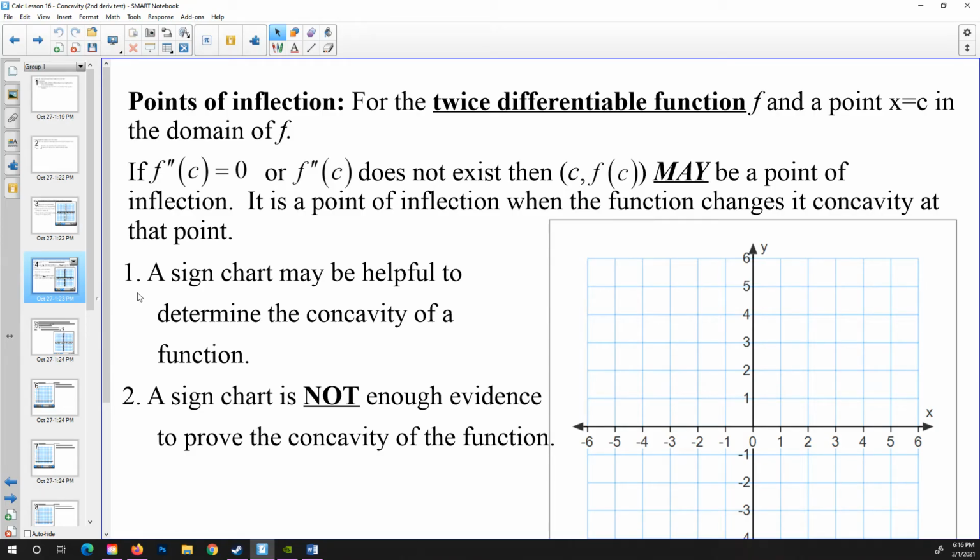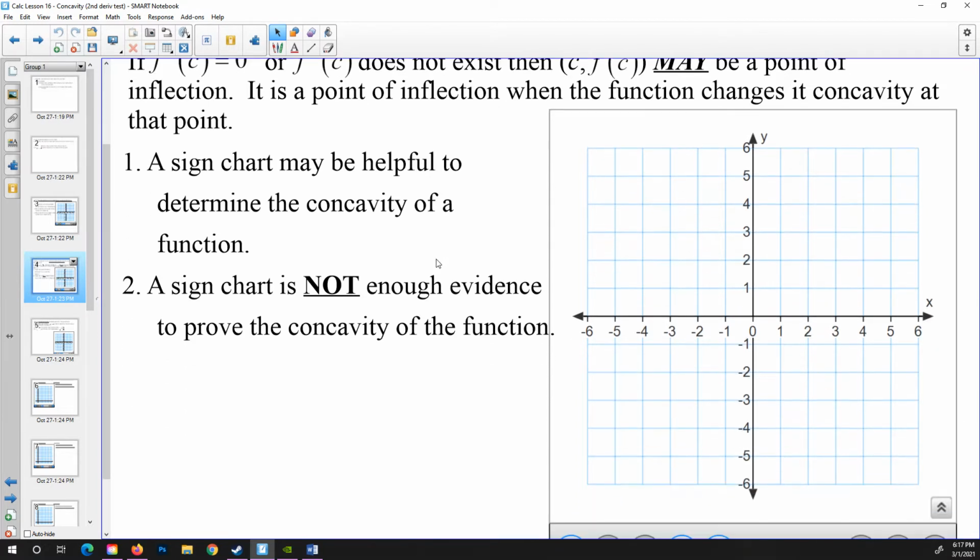Points of inflection. For the twice differentiable function f and the point x equals c in the domain of f, if the second derivative of c is equal to 0, or if the second derivative of c does not exist, then f of c may be a point of inflection. There is a point of inflection when the function changes its concavity at that point. A sign chart may be helpful to determine the concavity of a point. A sign chart is not enough evidence to prove the concavity of a function.